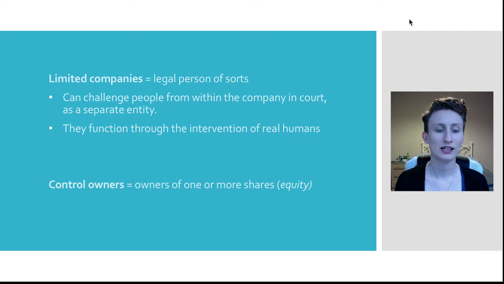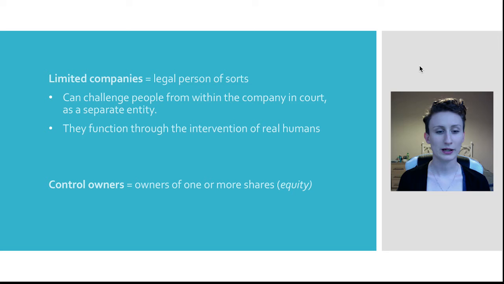So, a limited company is the most popular type of company in the UK. It is a legal person of sorts. That means that the people that are employed by the company aren't liable for the cash inflow and outflow of the company. So if the company gets into any debt, then the employees are not required to pay off that debt, whereas in other forms of companies, the trader is the person that is liable. It's under their own name.